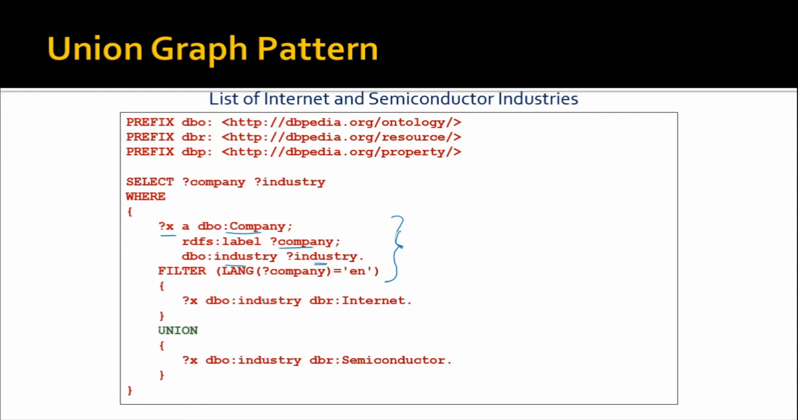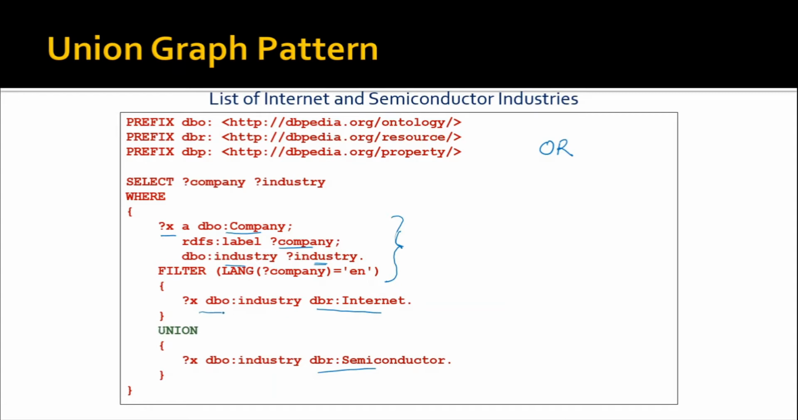Now the next part. Here we have listed all the companies, and they have some value in the industry. This industry value can be software, it can be, say, semiconductor, it can be marketing, many things, right? But out of them we will try to retrieve the companies that are of type internet or work in the internet domain or work in the semiconductor domain. So we are using the word or, and this or is modeled using union, right?